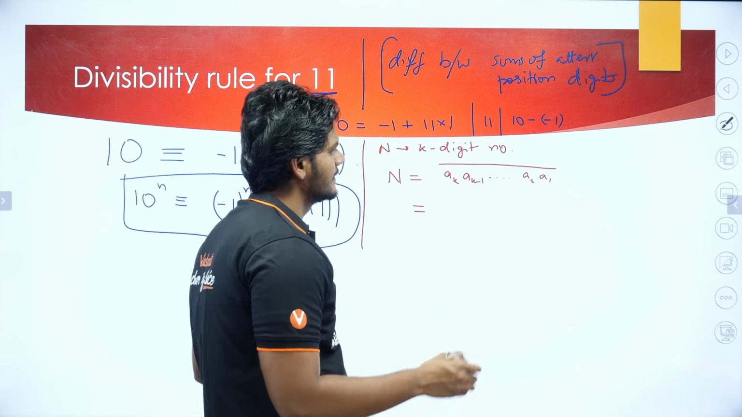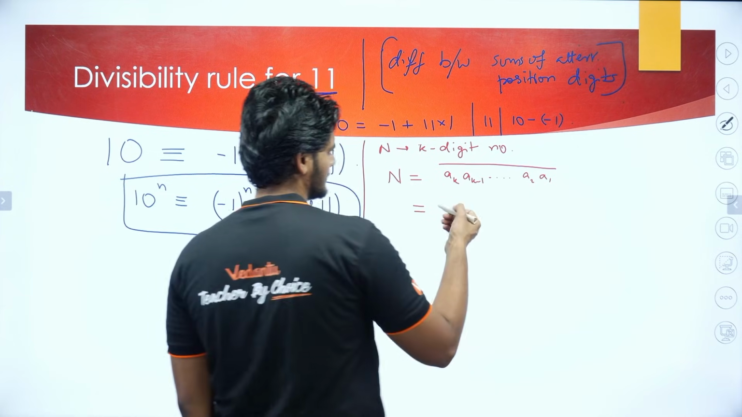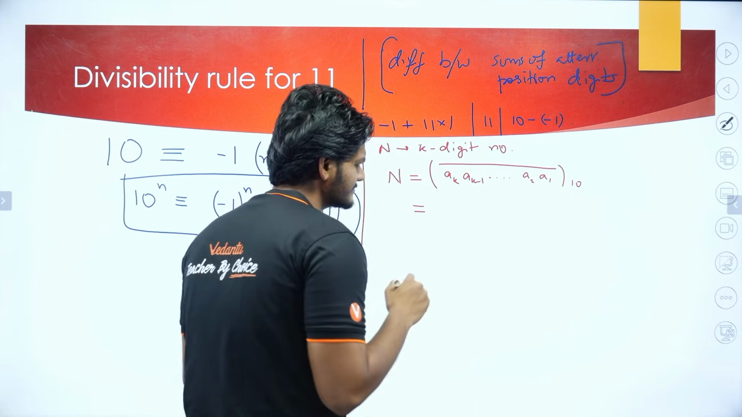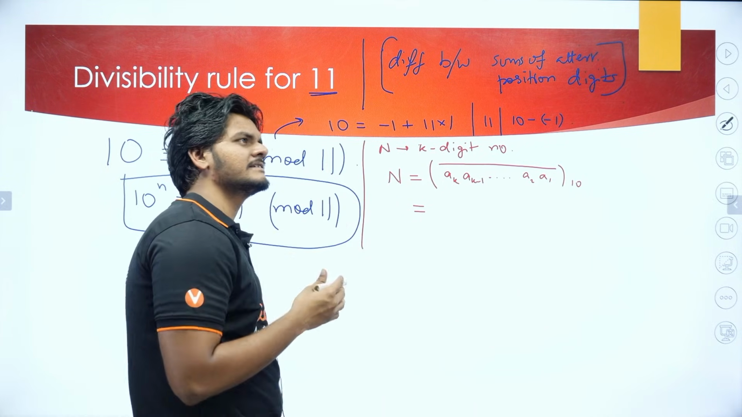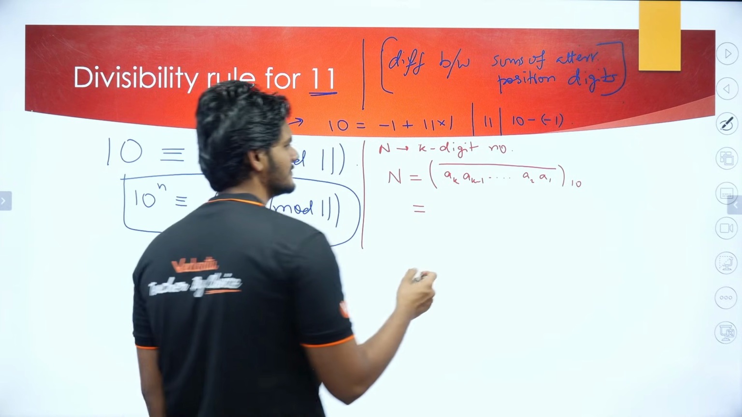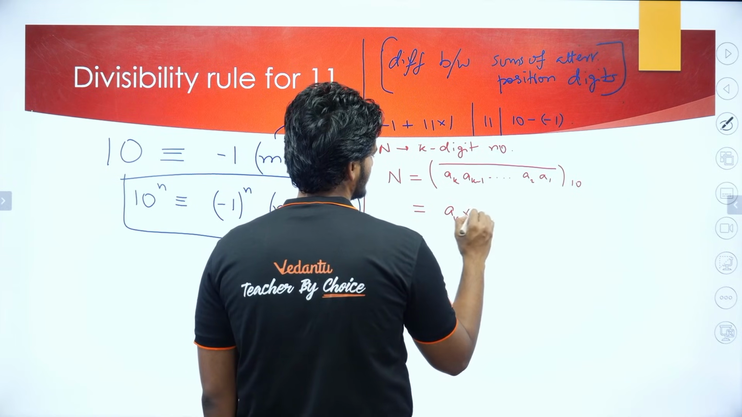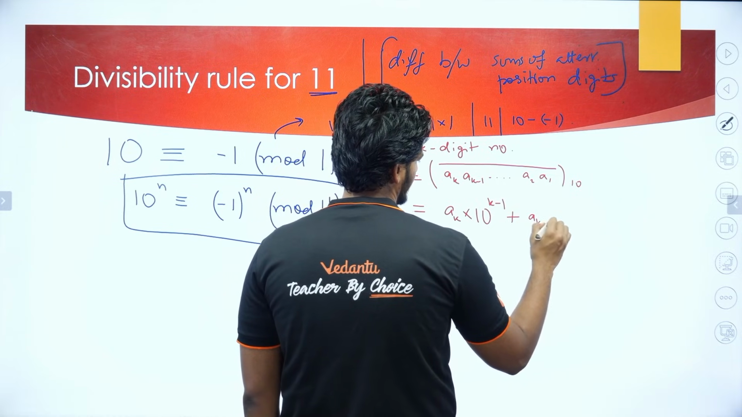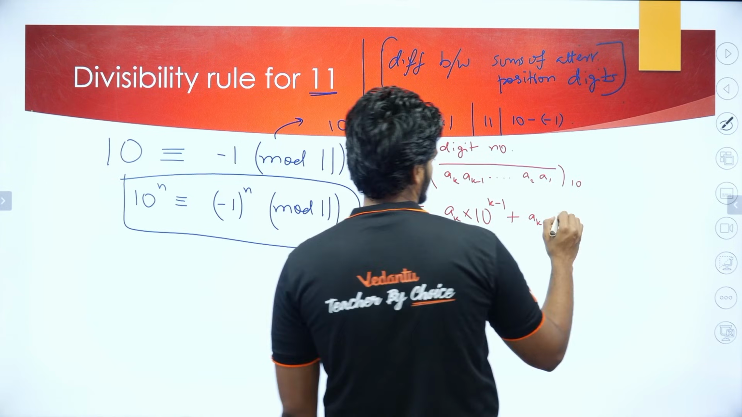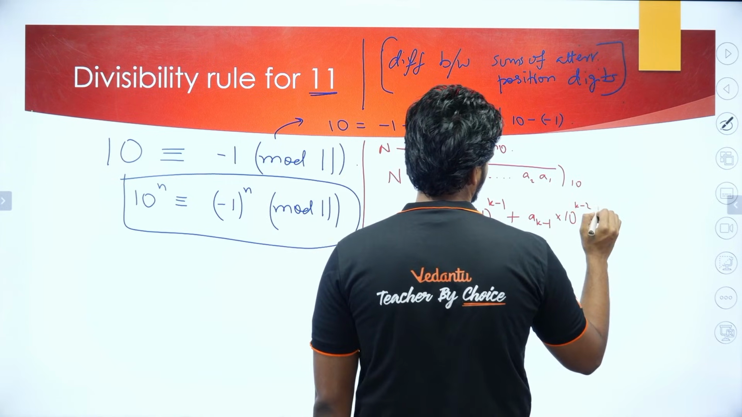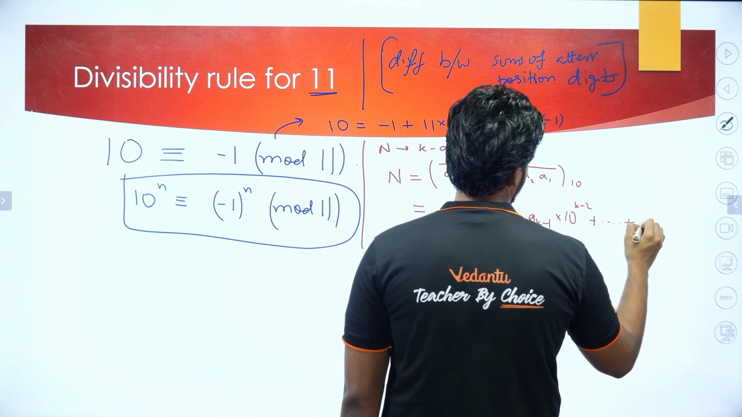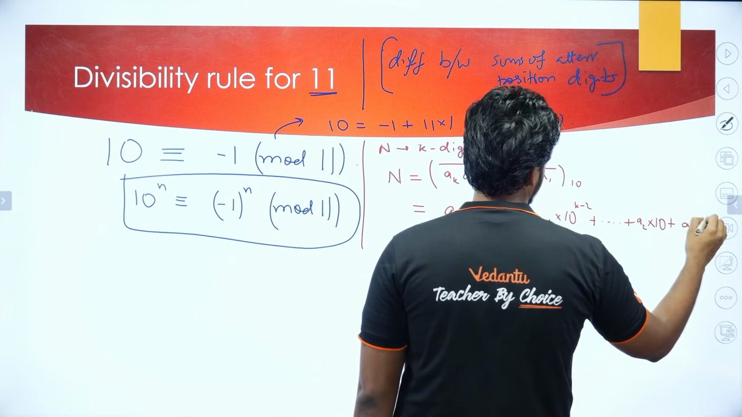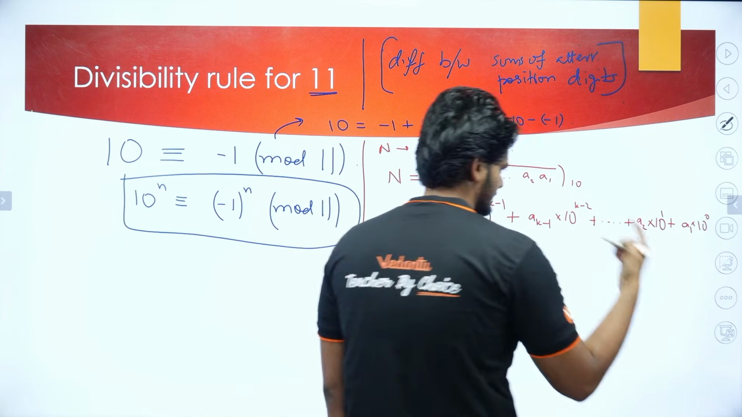Yeah, that's also a very interesting concept, number bases, but presently we are of course dealing with base 10. So if there are k digits, then the number will be ak into 10 power k minus 1, plus ak minus 1 into 10 power k minus 2, plus dot dot dot till a2 into 10 plus a1 into 10 power 0, right?